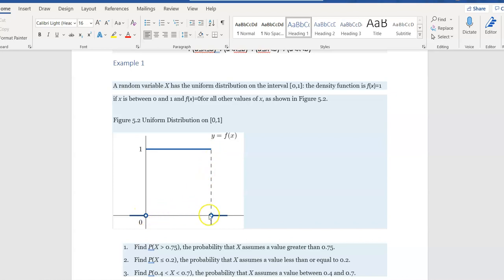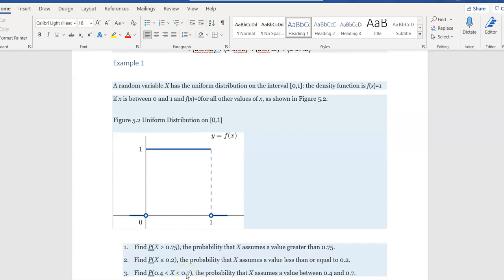And if we look at it between 0 and 1, and we think of area under a curve, we think of this area right here between this line and the x-axis. This is a rectangle. And if you think of area of a rectangle as length times width, this is length 1 and width, or height, 1. 1 times 1, the whole area is an area of 1. So let's notice for 1, 2, and 3, we want to find the probability that x is greater than 0.75. We want to find the probability that x is less than 0.2, and we want to find the probability of x being between 0.4 and 0.7.